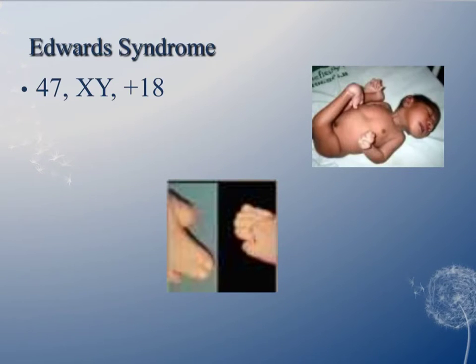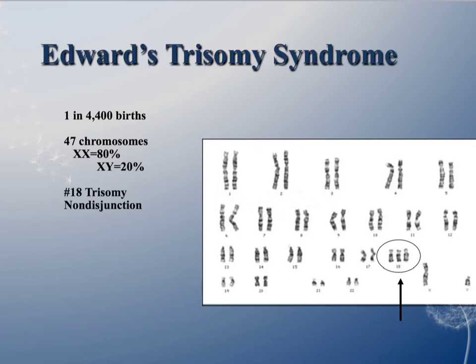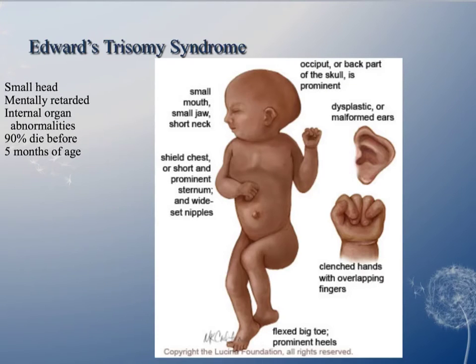Edwards syndrome is another trisomy. This trisomy is going to be of chromosome number 18. Edwards trisomy syndrome typically does happen more often in females than in males, but again, it's a non-disjunction. We can see there are 3 of chromosome number 18 here. Some of the symptoms include a small head, mentally retarded. There are some internal organ abnormalities, and so most of them die before the age of 5 months.